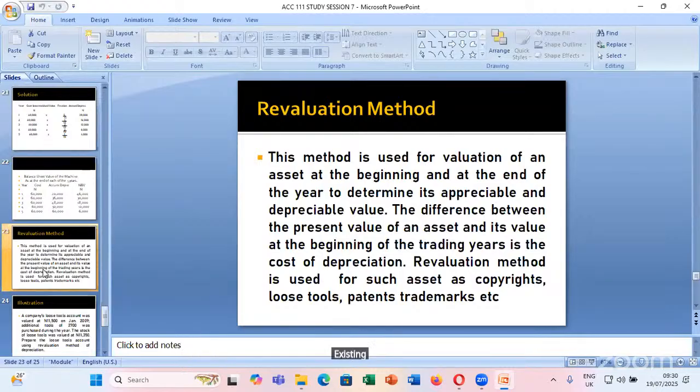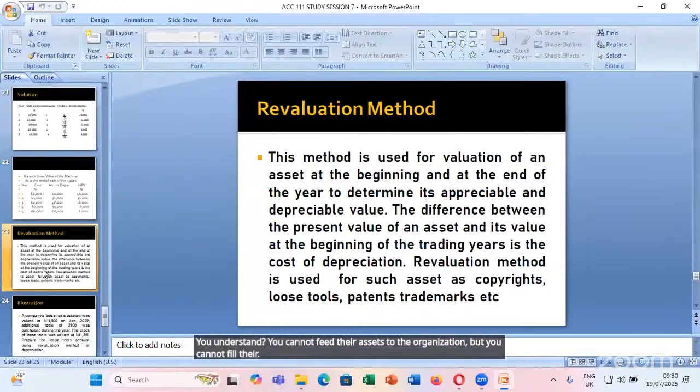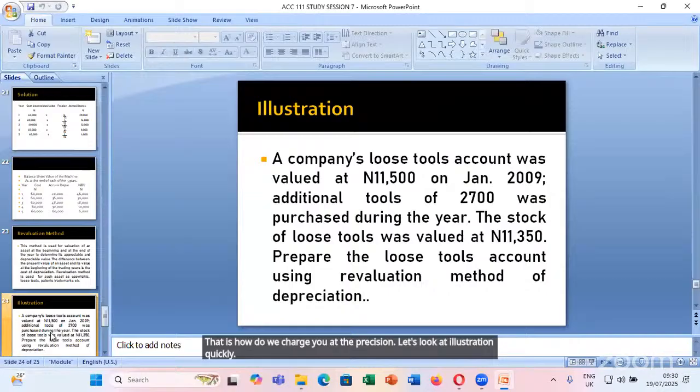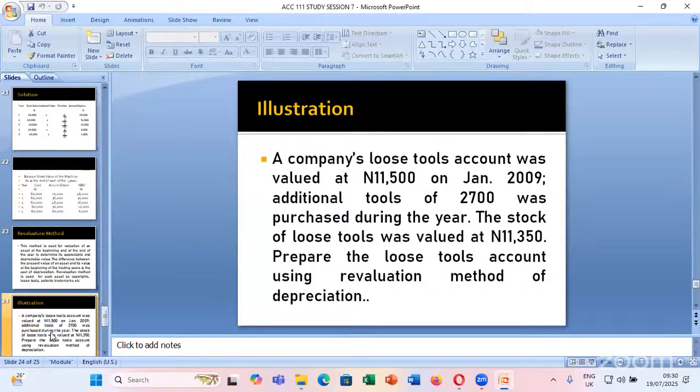These are assets that are not tangible, that you cannot feel. You cannot feel them, but they are assets to the organization. That is how we charge their depreciation. Let's look at an illustration quickly. A company's loose tool account was valued at what?